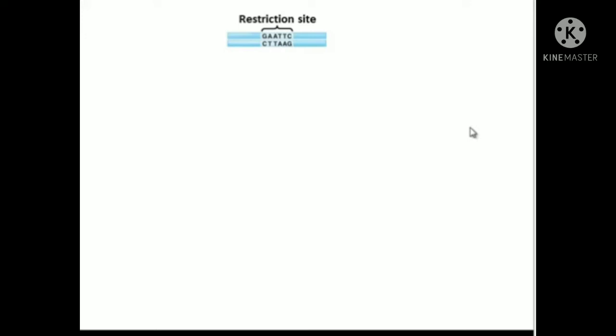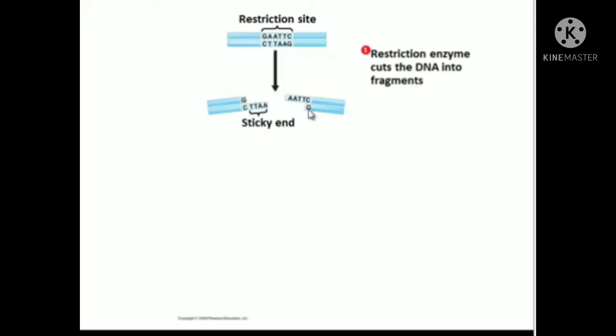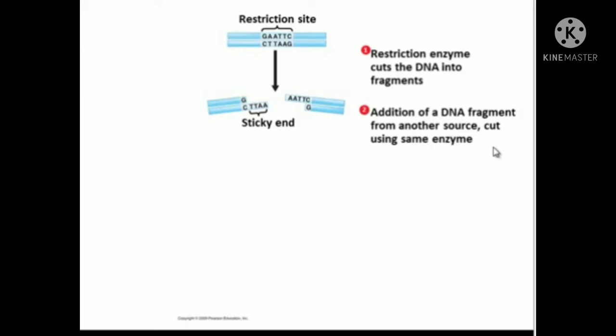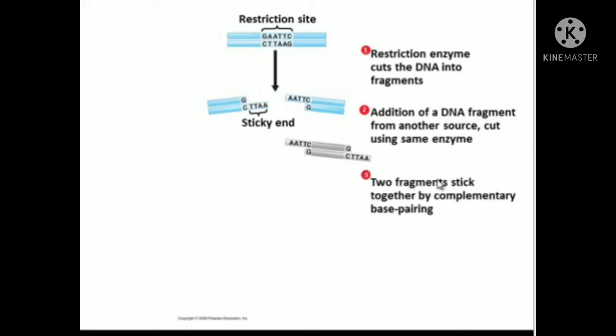Now let's take a look at how we would use these two enzymes together to create recombinant DNA. So here's our DNA sequence. Here's our restriction site for a particular restriction enzyme. First thing we're going to do is add a restriction enzyme to cut it into fragments. Here you can see the sticky ends. Now we're going to add DNA from another source that's also been cut using the same enzyme. This is important because using the same enzyme means that you get the same sticky ends. So here is DNA from one organism, here's DNA from a different one, but same sticky ends.